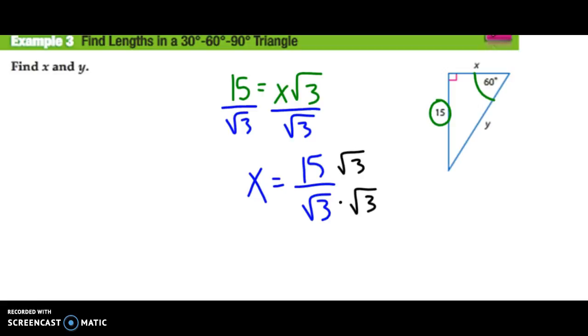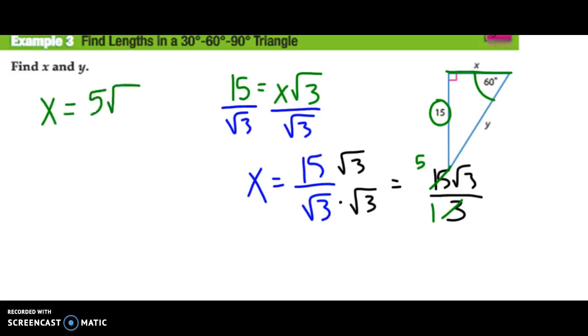And so we end up getting 15 square roots of 3 over 3. And we can reduce that because both 15 and 3 have a 3 that goes into it. So it'll be 5 over 1. So the length of x is equal to 5 square roots of 3.